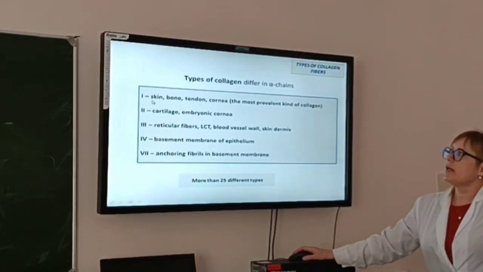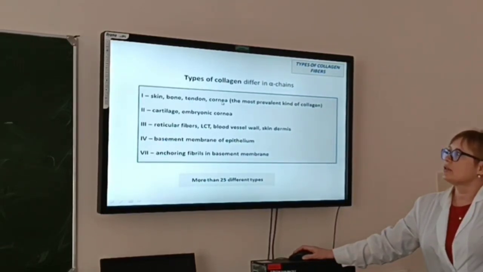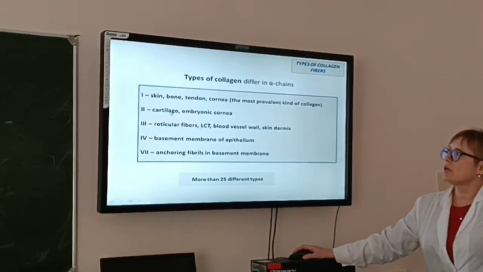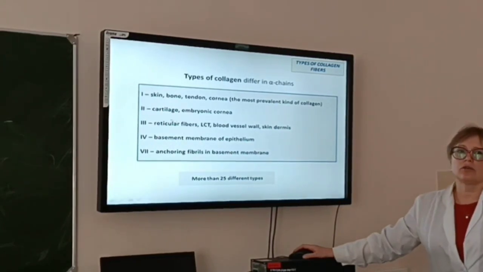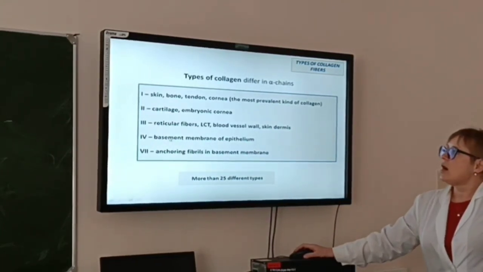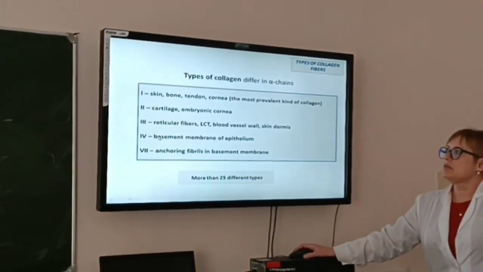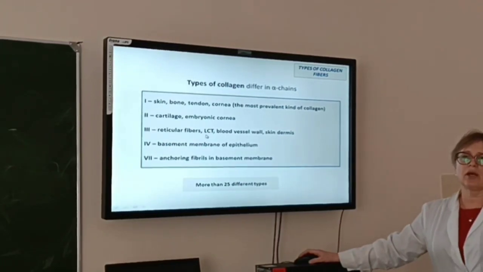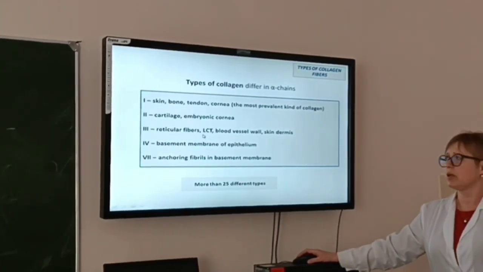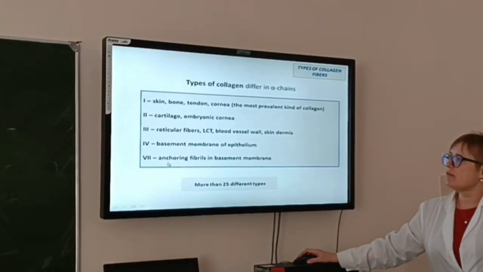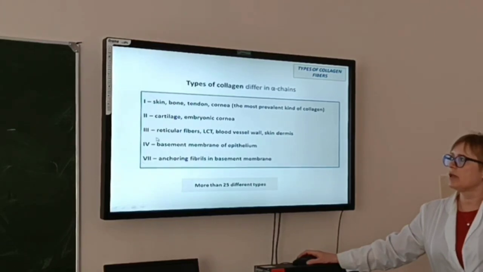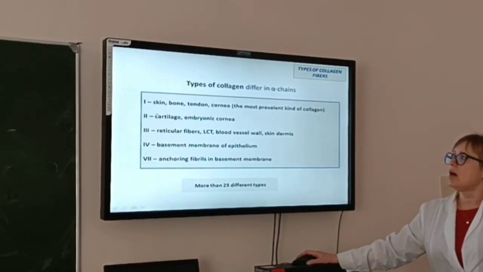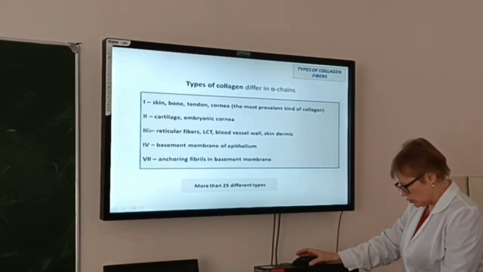Type 1 is present in the skin, bone, tendon, cornea, the most widespread. Type 2, cartilage. Type 3, this is actually reticular fibers. Type 4 can be present in the basement membrane of epithelium, and it never forms fibers, it has a fibril shape. And type 7, anchoring fibrils in the basement membrane. So 4 and 7 we can find in the basement membrane, the others in different types of connective tissue.